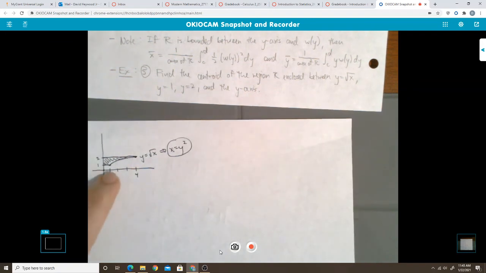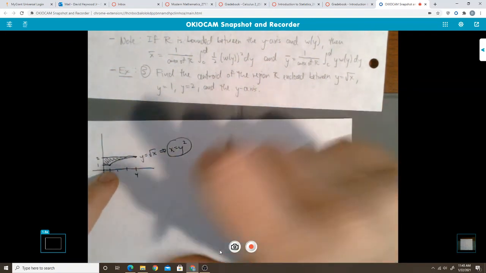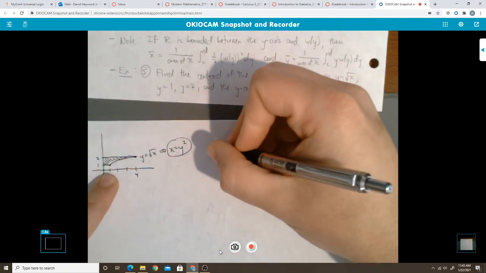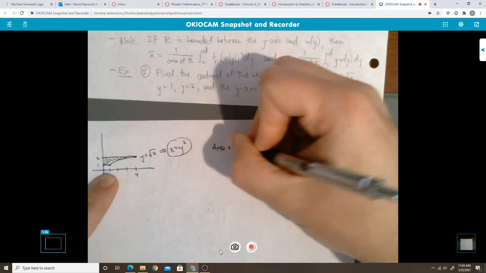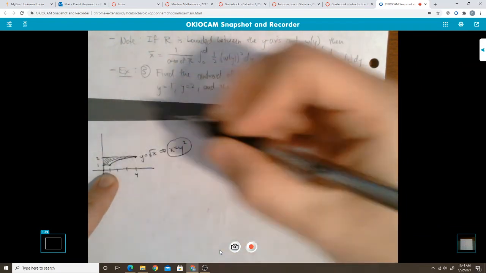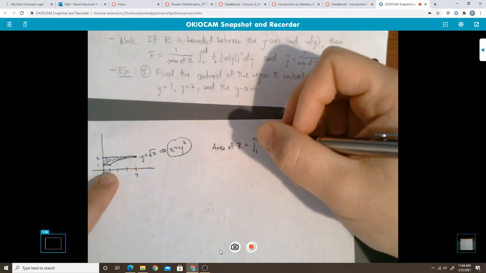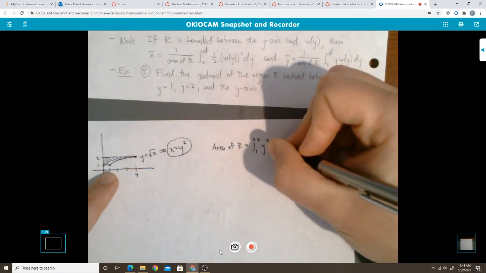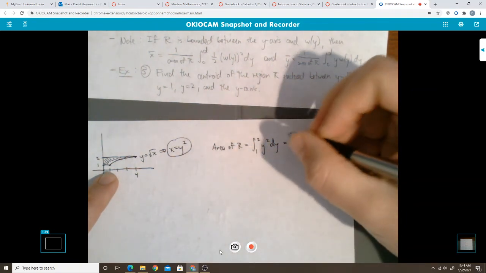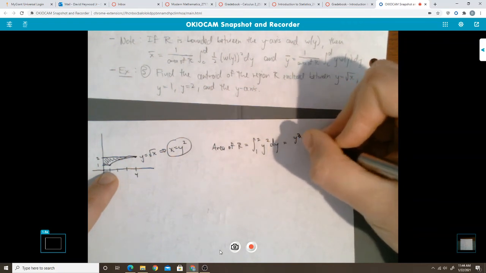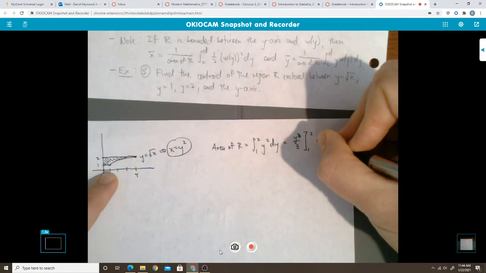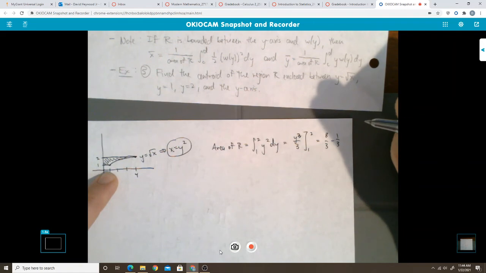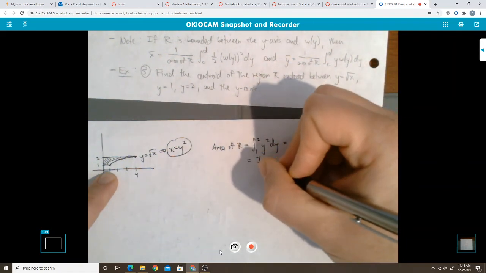Okay, so the first thing we would need to do is find the area of R first, and this is our region. So the area of R is going to be the integral from 1 to 2 of y squared dy. So that's y cubed over 3. So that's 8/3 minus 1/3. So area of R is 7/3.